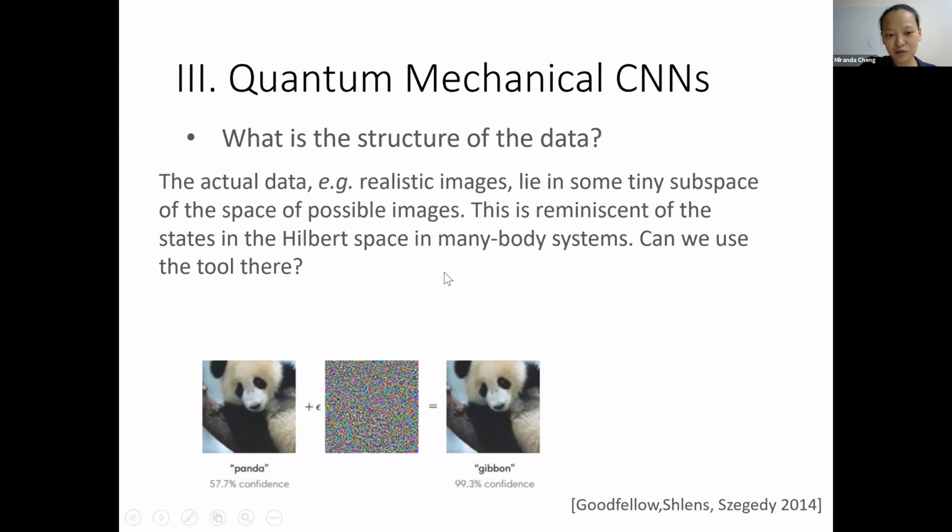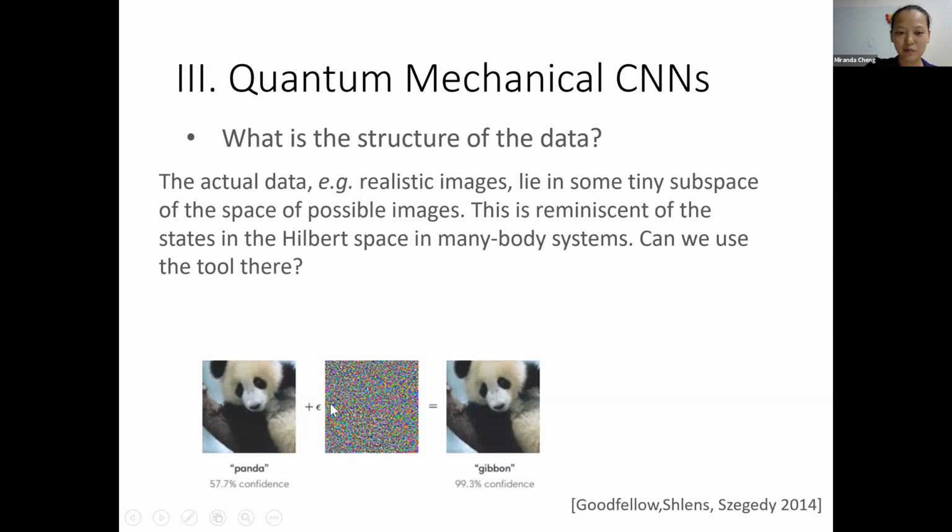And can we use the tools there? There, we know that we have great computational advances given by, for instance, tensor networks. Can we try to understand the structure of data here? And this is a very relevant question. For instance, if you look at this picture, right? It's clearly a panda.